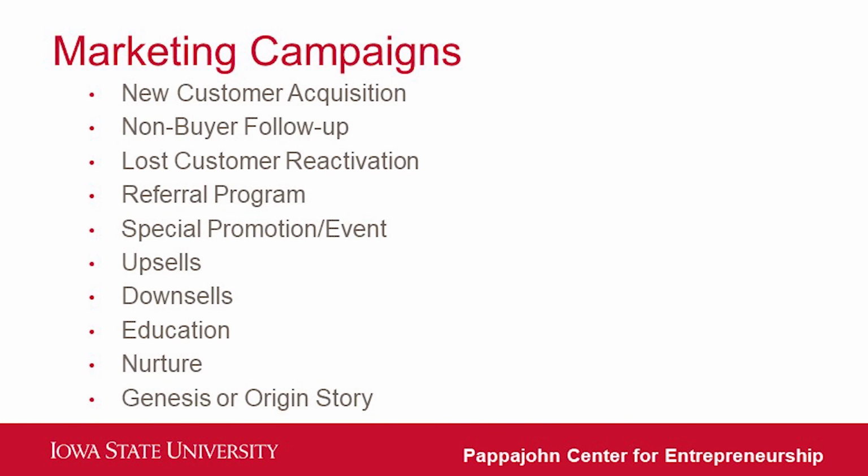This is something we do a lot of at the Papa John Center. We have a monthly Entrepreneurship e-newsletter that goes out. A lot of you have probably received this, but you can even go back, and that is an example of an education and nurture campaign. We usually are not selling anything, but it's really that nurturing that we're trying to develop and create a relationship with people. And then the last one down here on the list is the genesis or the origin story.